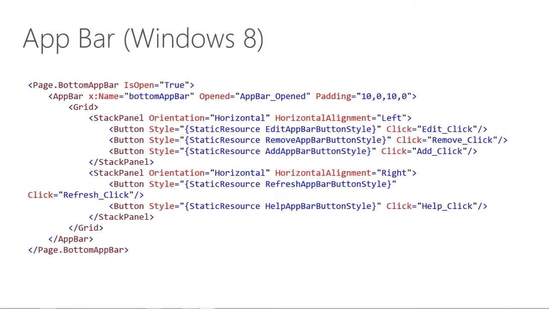Let's look at the XAML for that. In Windows 8, you'll notice here there are two stack panels that are used to group the buttons. I have one group along the left. You can see that I'm using horizontal alignment left there, and I have an edit, remove, and add button along the left-hand side. Again, as I mentioned, typically the guideline there is to use the left-hand side for tasks that are related to what's going on the screen. And then on the bottom right, you can see here my stack panel, horizontal alignment right. I have a refresh and a help app bar button. And those are more global actions that the end user might take.